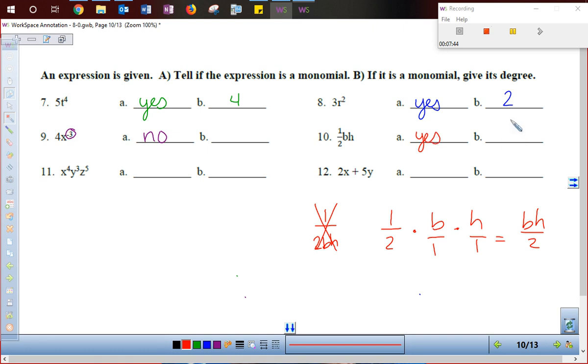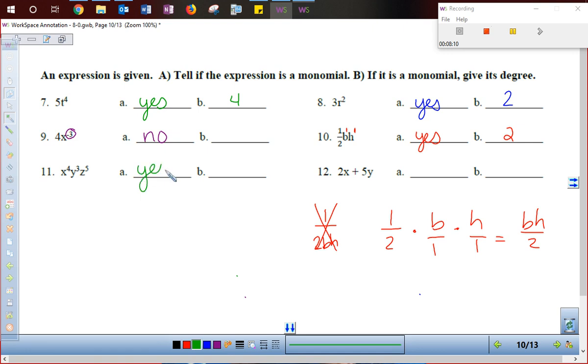Now, to determine its degree, I need to look at the variables. Here I have two variables, so I need to add their exponents. So I have a b to the first and an h to the first. When I add those together, I get a degree of 2. What I'd like you to do next is pause the video and do number 11 on your own.